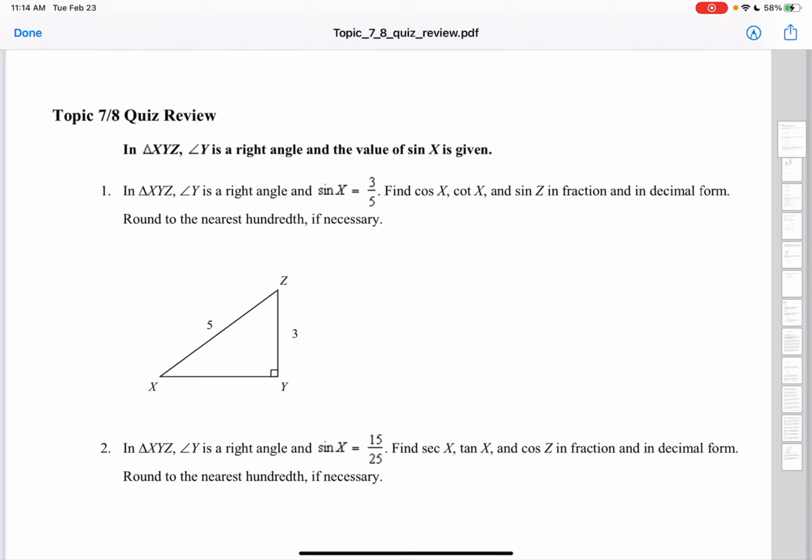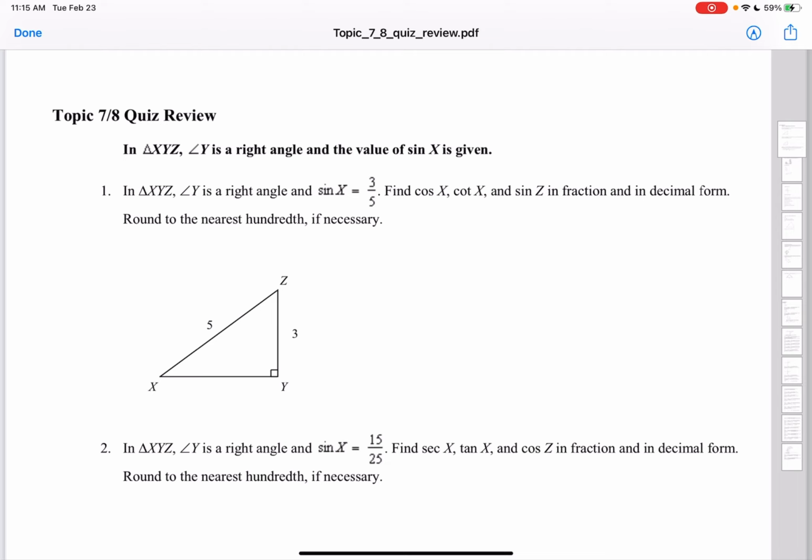Okay, here we go. No fanciness here, just going to get the answers, no face even. So here we go. In triangle, y is the right angle. You got the sine of x, and that's important, is 3/5. Find the sine, cosine, and tangent in fraction and decimal form, round to the nearest hundredth, if necessary.